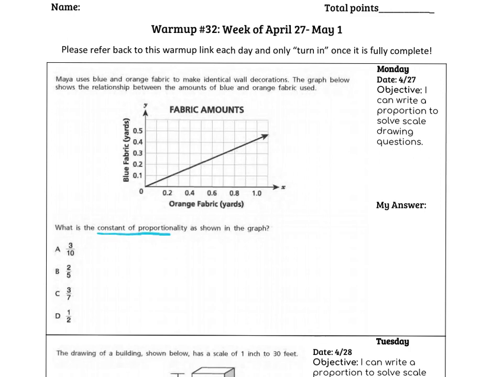Now, constant of proportionality is the same as unit rate or constant rate of change, but you're always looking for when x is equal to 1. Now, where x is equal to 1 is here. So what's y when x is equal to 1? Well, you can't really tell. So in this case, we have to find a point that we can tell. So it looks like this is a good point. And it's the only one that looks pretty good to me, so I would stick with that one.